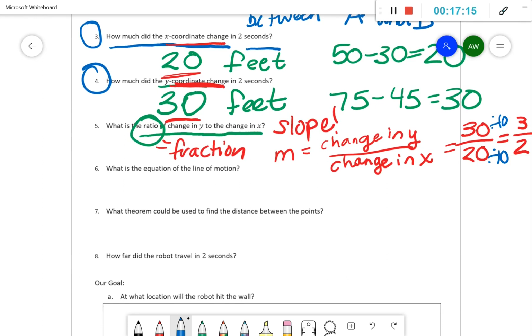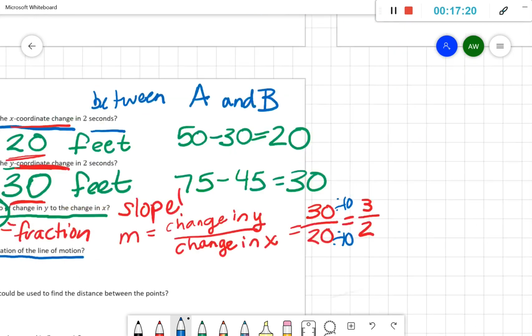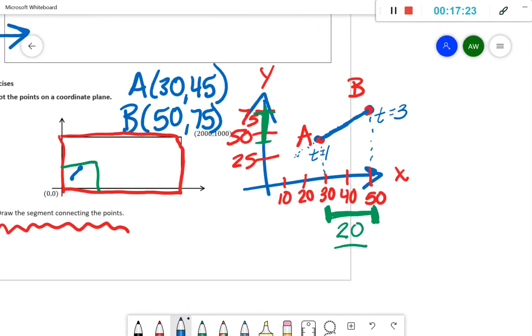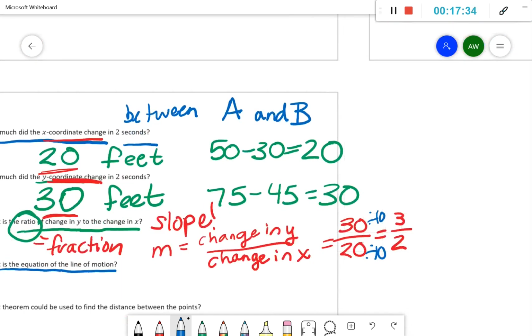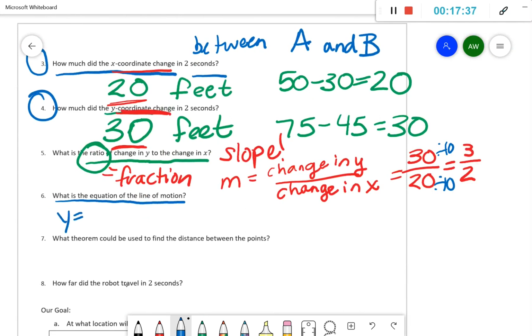Now this next question says, what is the equation of the line of motion, right? So as our robot is moving from A to B, what's the equation of that line? Is what this question is asking us. Now, we know that we usually write equations in the form y is equal to mx plus b. This is something that you did a lot when you were in Algebra 1. Now m, we already have our m, right? We know that m is 3 over 2. So the only other variable we need to figure out is our b.